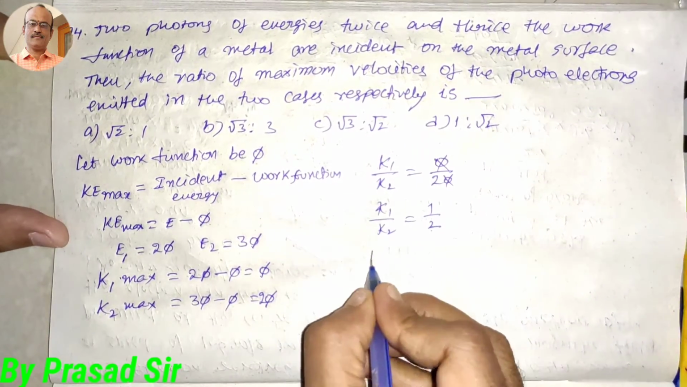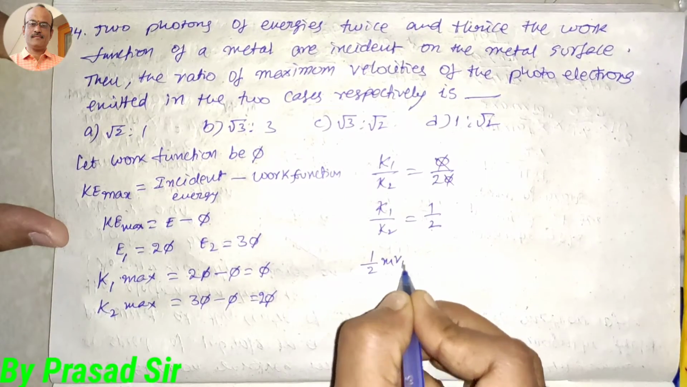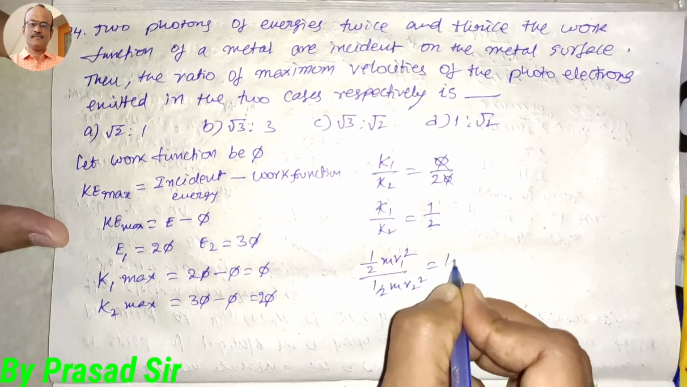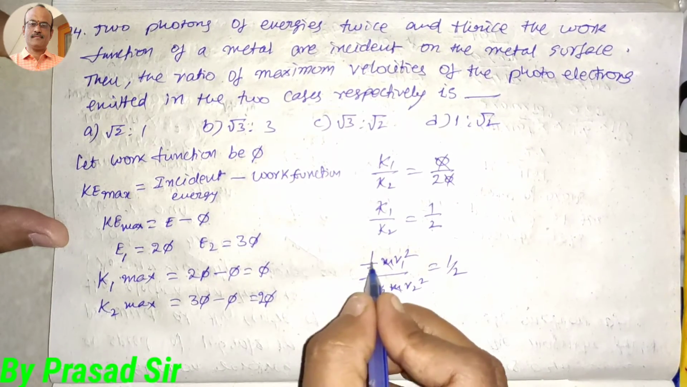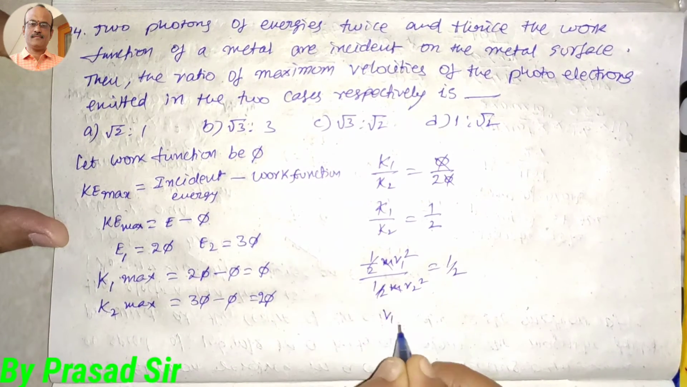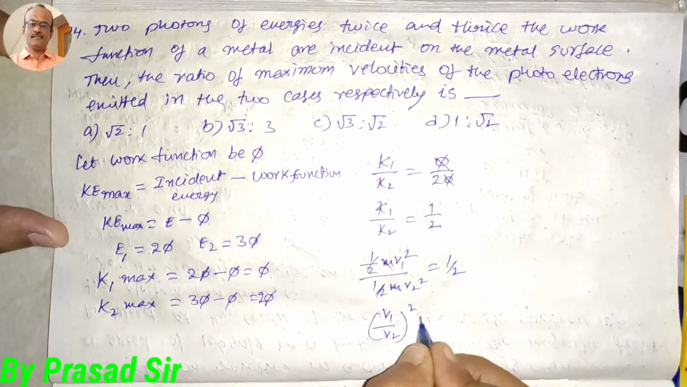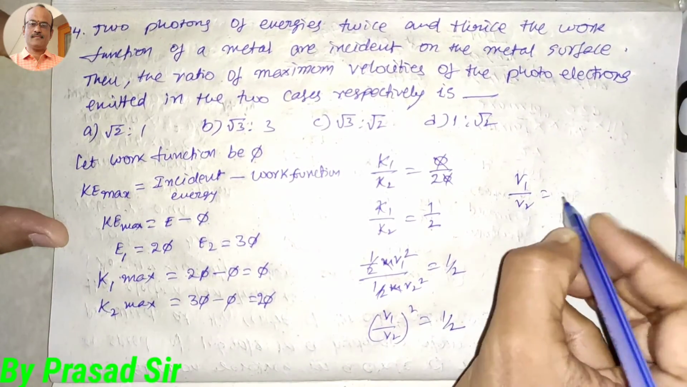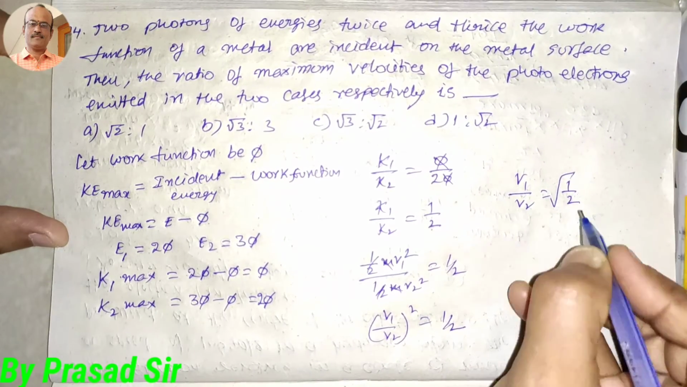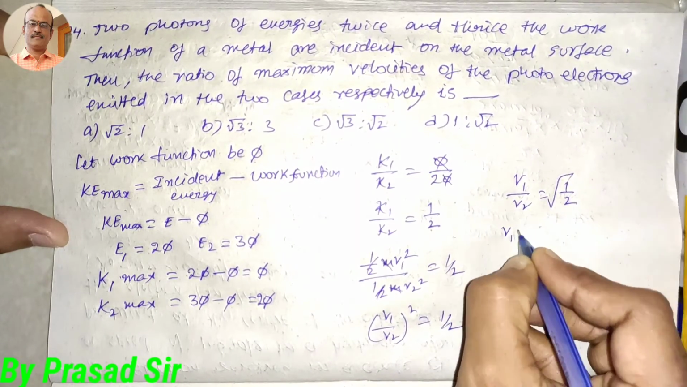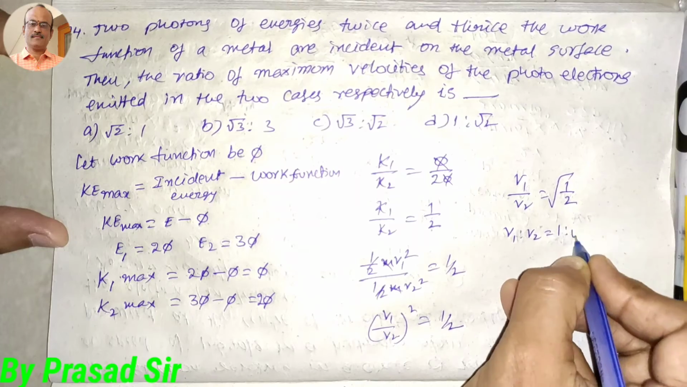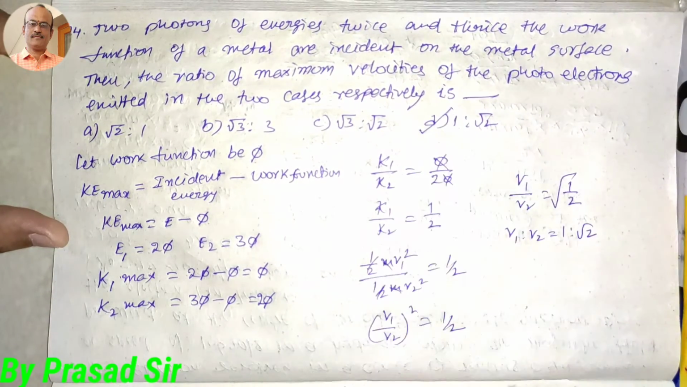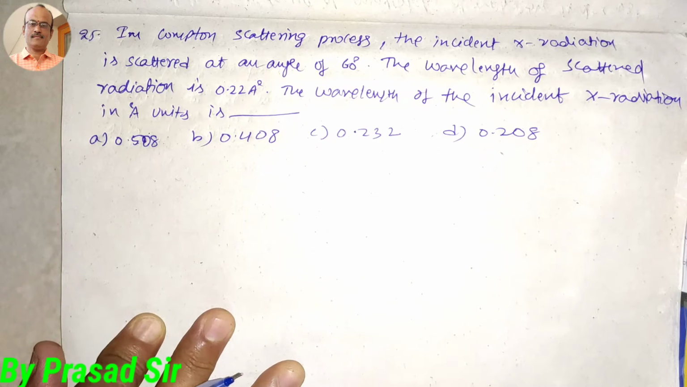Here, with the kinetic energy formula, half m V1 squared and half m V2 squared is equal to 1 by 2. m cancels, 1 by 2 cancels. V1 by V2 whole squared is equal to 1 by 2. So V1 by V2 is equal to square root of 1 by 2. So V1 is to V2 is equal to 1 is to root 2. So which option is correct here? Option D is correct.